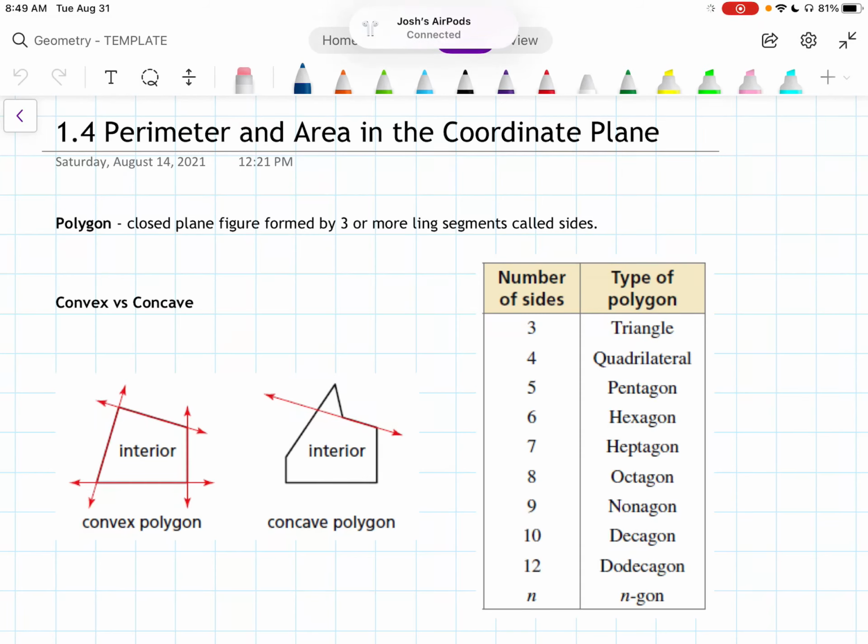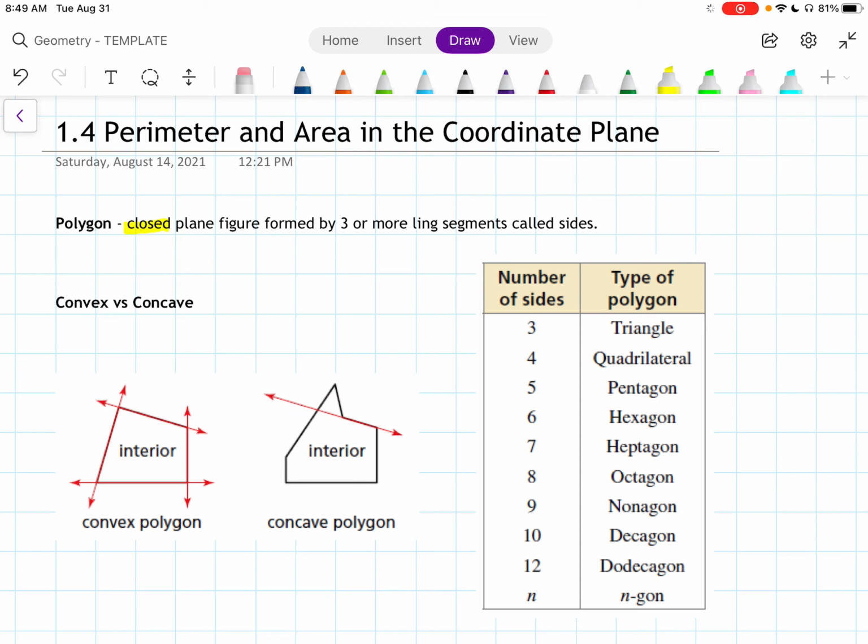Okay, 1.4, perimeter and area in the coordinate plane. Starting off with some definitions, we have a polygon. It is a closed plane figure formed by 3 or more line segments called sides.